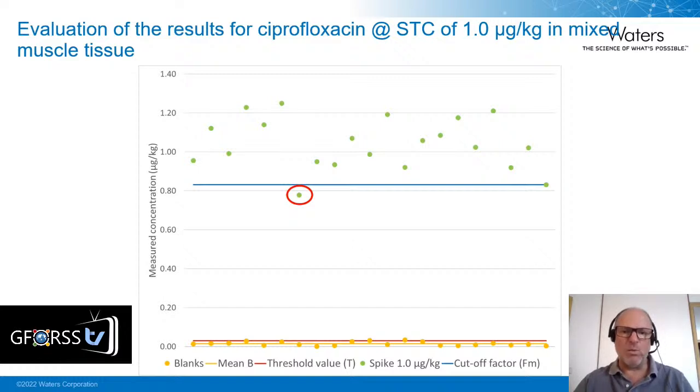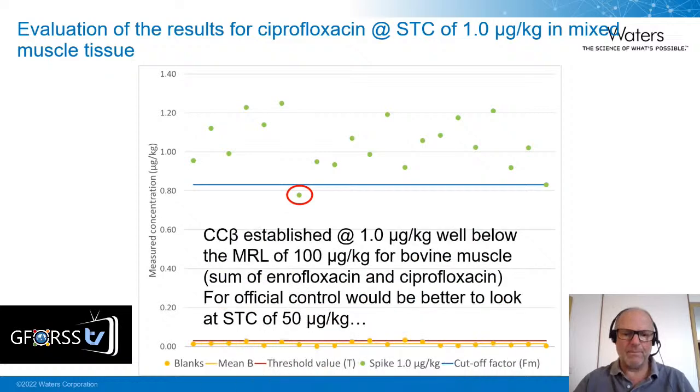The STC at 1 microgram per kilogram then is where less than or equal to 5% of false compliant results would be present at the level of interest. And so STC at 1 microgram per kilogram is the detection capability for this analyte in this commodity by this method. So the CC beta established, as you can see, at 1 microgram per kilogram is well below the MRL of 100 microgram per kilogram for this particular commodity and analyte combination.